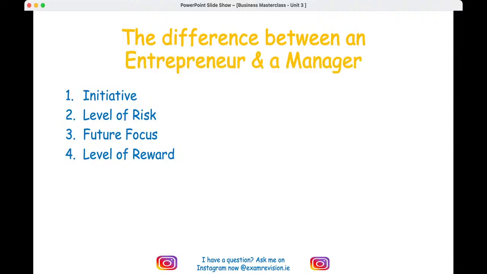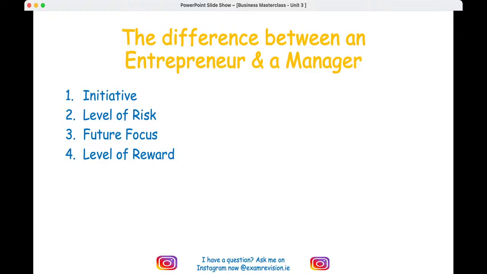And the last one, level of reward. An entrepreneur has a greater potential to increase the level and quantity of money that they can receive. But it's kind of that risk reward. They've also got greater risk, but they've got greater levels of reward, because they could keep a large percentage of the profits if the business is successful. In some cases, maybe all the profits if they're a sole trader. Whereas a manager will usually be paid a salary or a wage.